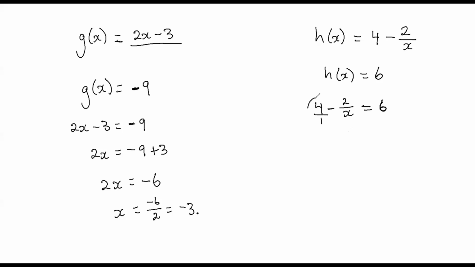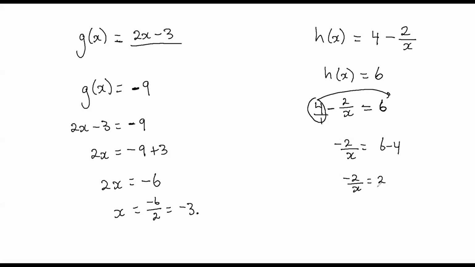6 plus 4? No, 6 minus 4. So you will get 6 minus 4. But what do we have on this side? Minus 2 over x. And 6 minus 4 is 2. Now, how do we solve this?